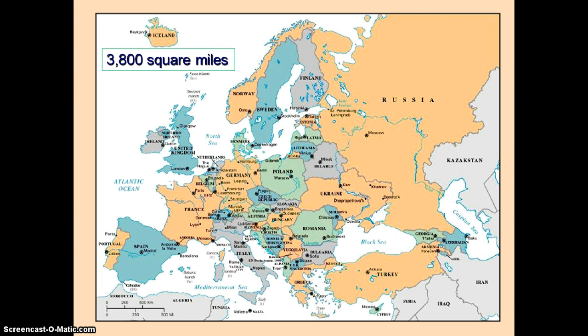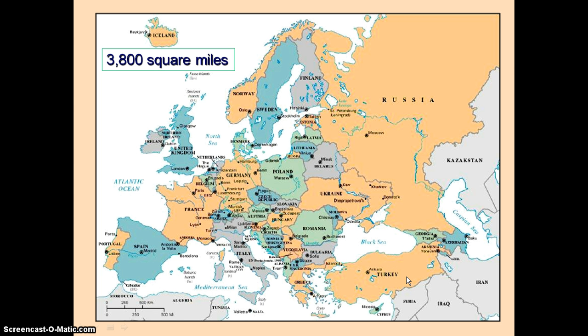Europe is 3,800 square miles in total area. Places like Russia obviously add to that, the portion of Russia that is in Europe. Okay? You may not have realized that Iceland isn't considered a portion of Europe as well. Turkey is colored on this screen.